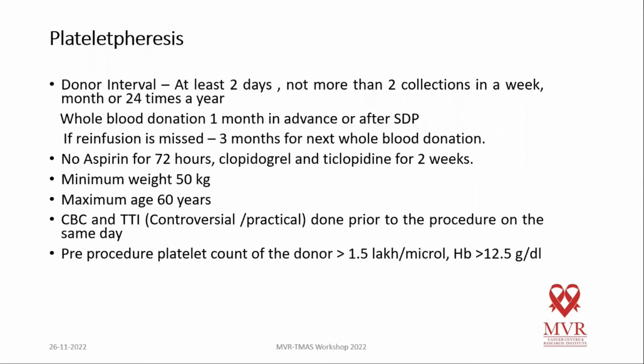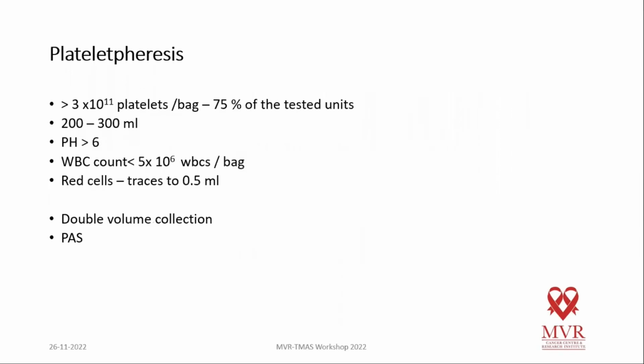Pre-procedure, the platelet count of donors should be more than 1.5 lakh per microliter, and hemoglobin should be 12.5. So these are the standards: 3 to 10 to the power of 11 platelets per bag, 75% of the tested units have to agree to that. 200 to 300 ml, pH more than 6. WBC count less than 5 to 10 to the power of 6 WBCs per bag. Red cell should be minimum.